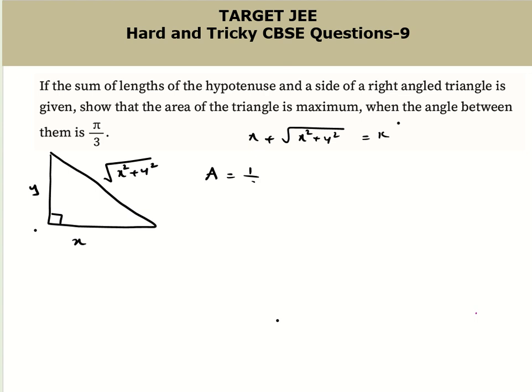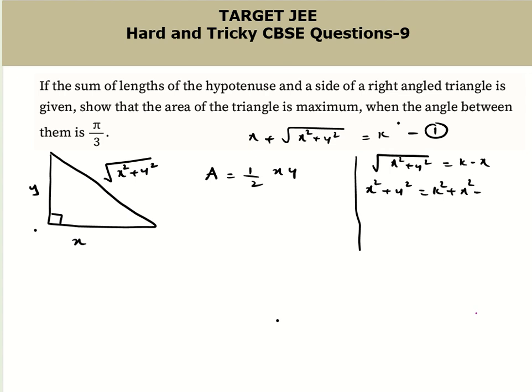Area is going to be half into x into y. So we need to replace y in terms of x. Now let us square equation 1 after shifting x to the right side. So what do you get? Root of x square plus y square is equal to k minus x. Square on both the sides. x square plus y square is equal to k square plus x square minus 2kx. So you get y square is equal to k square minus 2kx.